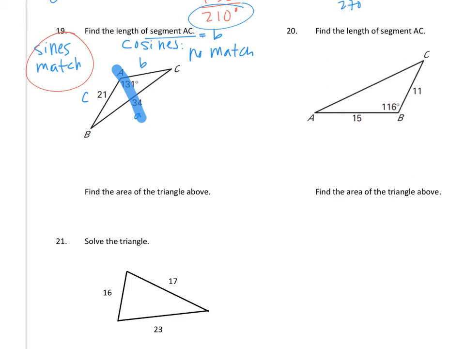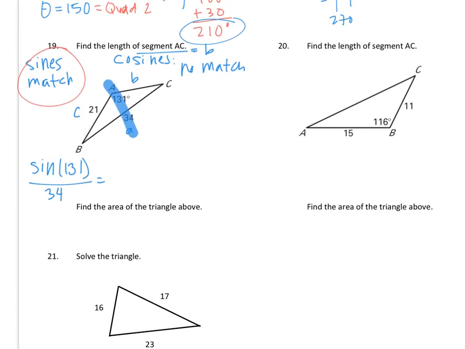So let's set up our fractions. We have sine 131 over 34. And then the only other number we have is that 21. So this is going to be a couple step problem because we are going to have to find angle C before we find that lowercase b.